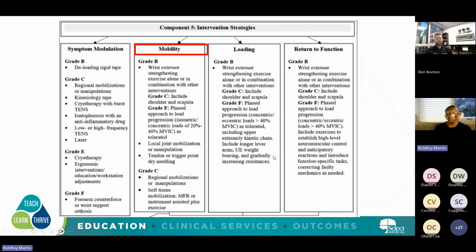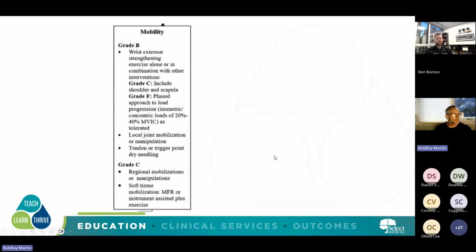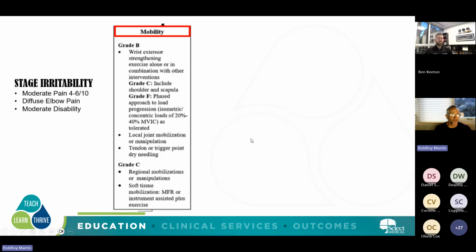As we move on to our mobility category, we're following our patients along the continuum. Our patient's pain level is starting to decrease. They still might have diffuse elbow pain, but their disability is improving. So now we're looking at, as the category says, trying to work on adding some strengthening. Some of the evidence talks about wrist extensor strengthening, with weaker evidence for the scapula.